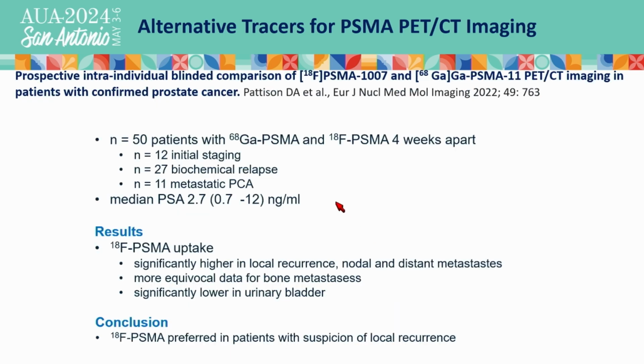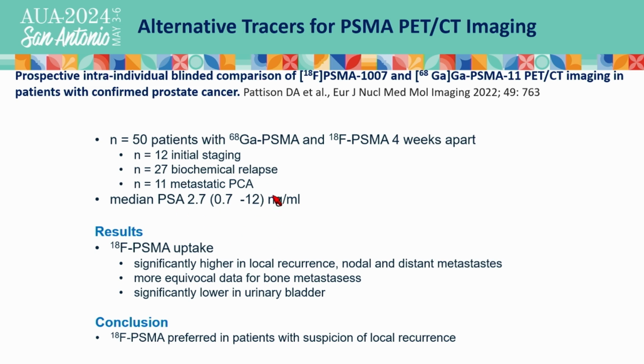So our policy right now is we usually start with a gallium PSMA PET scan if we want to look for systemic metastases or if we monitor patients under active treatment. If, however, we have the suspicion that patients might have a local relapse after radical prostatectomy or after radiation therapy, we use the F18 1007 tracer to be sure that we can identify the most likely spot.